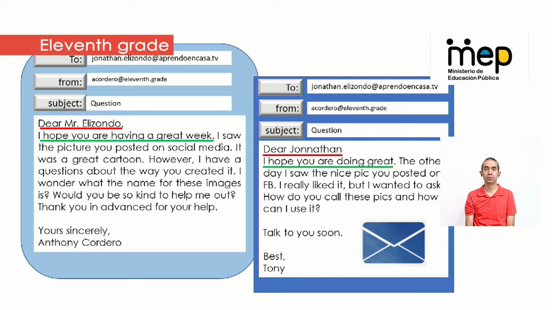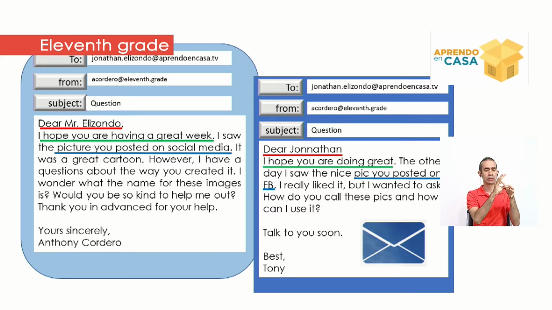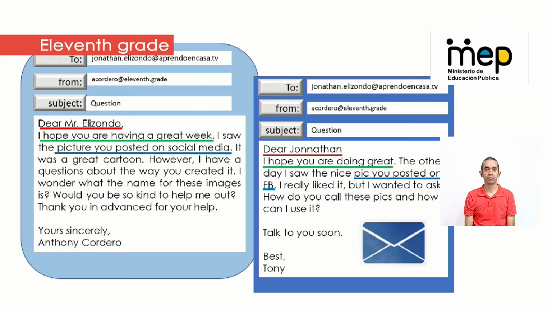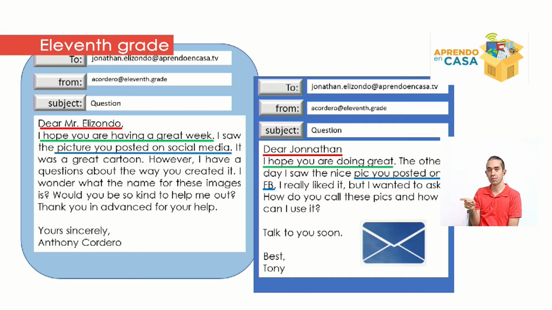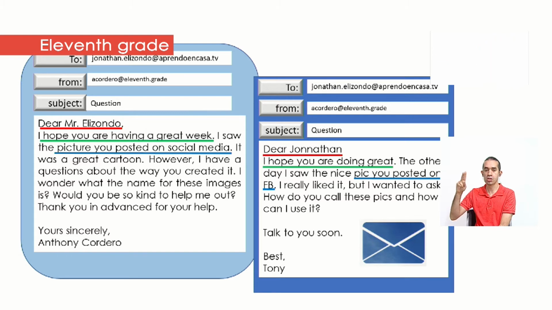One more statement that I underlined for you. Picture you posted on social media versus pic you posted on FB. Which one is formal? And here we're going to look at one of the features of formal and informal writing. So if you said pictures you posted on social media is the formal one, you are right. Because we're not using abbreviations, we're not using acronyms. You see that on the other email, it says pic for picture and FB for Facebook. That is the abbreviation of Facebook. So actually that one is very informal.